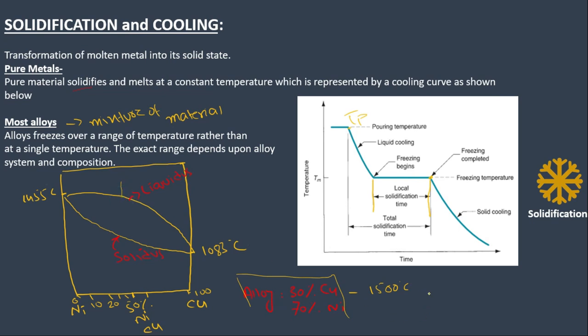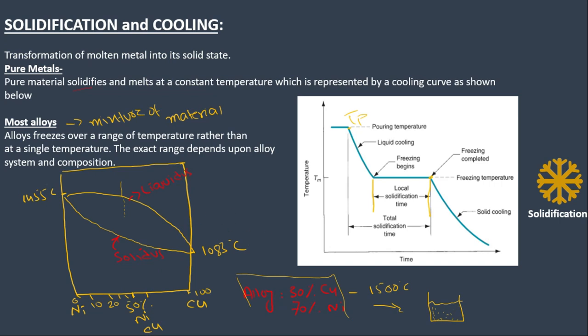Let's suppose I have a container having this alloy. Nickel will start to solidify like this, and as I move downwards, the solidification of copper will also begin. So we will have some mixture of nickel and copper like this, and we will discuss in detail how the solidification of alloy occurs, how it works.